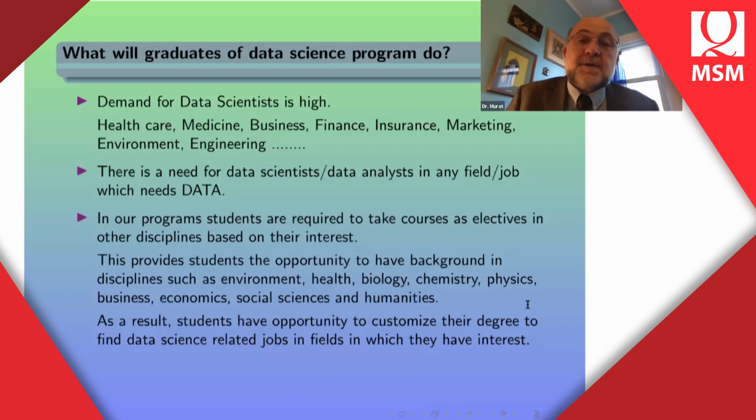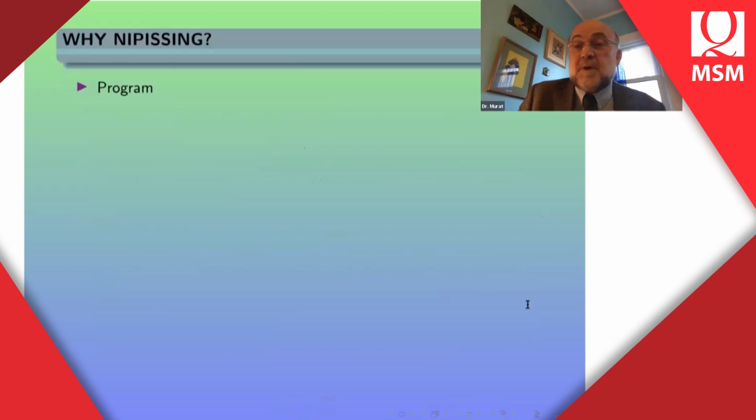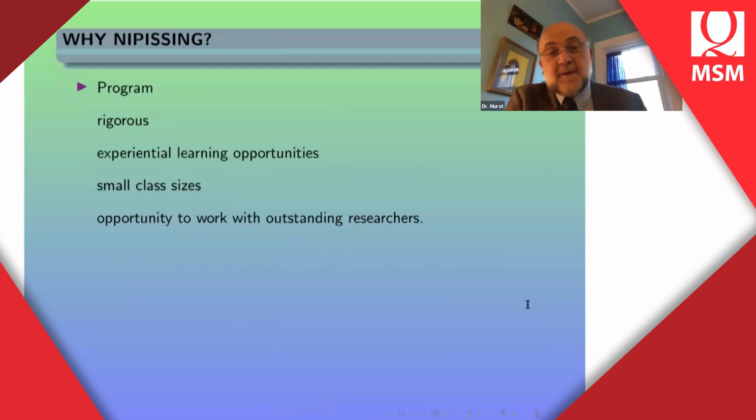So that summarizes what we expect of the data science graduates when they come out and how they can go. Given what I showed you as evidence, we have no doubt that they will find lots of different jobs with the given demand in the sciences. And okay, there are many programs that you can choose all over the world. Why should they come to Nipissing? Because we have a rigorous program. We have experiential learning opportunities, small class sizes.